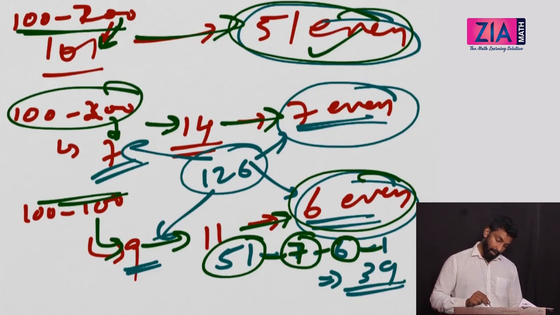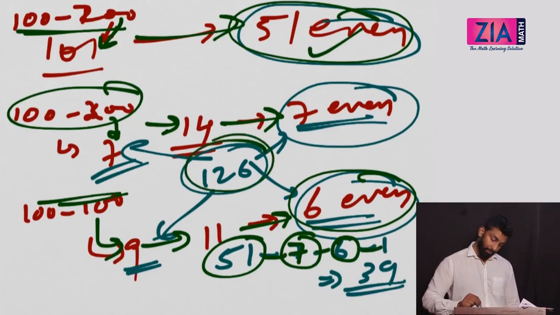But during that process we are double counting this 126, right? So we are adding it back. You get answer as 39.